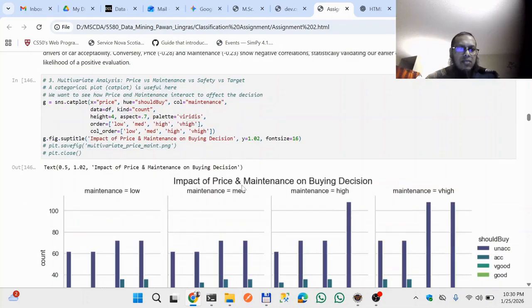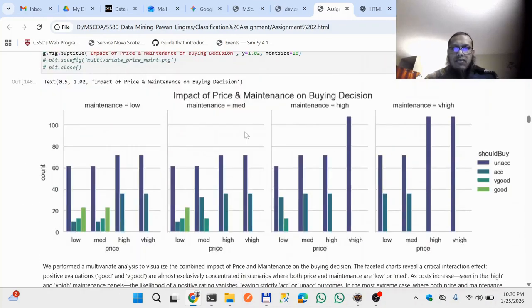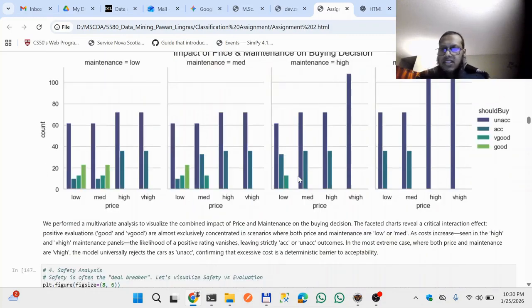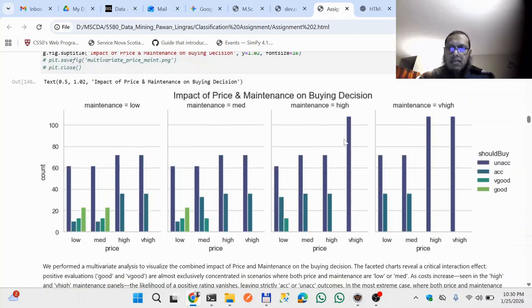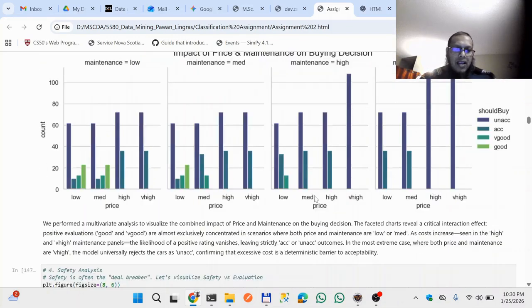After that, we have run multivariate analysis with price and maintenance on the buying decision. We have also found here that high and very high price and maintenance cost are inversely correlated with the buying decision, and the buying decisions are heavily concentrated on low and medium price and maintenance cost.